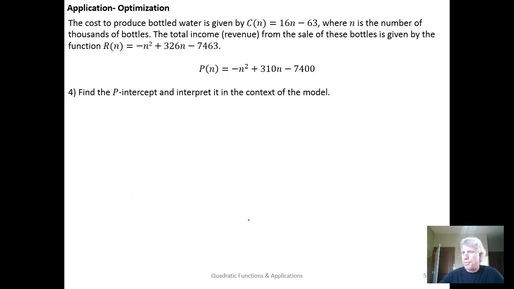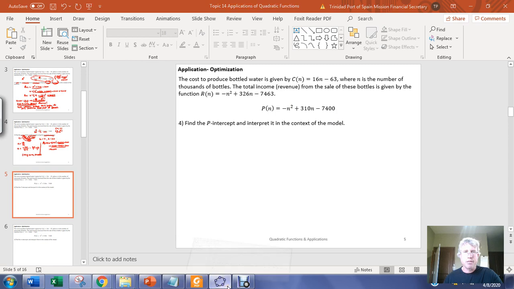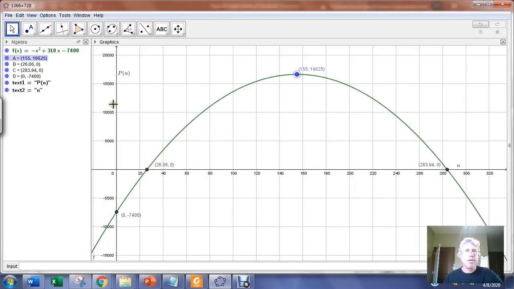Find the p-intercept and interpret it. So again, if we peek at the graph of the function, this is the profit axis. This is the bottled water axis, the number of bottles axis. So the p-intercept is going to be the place where the graph crosses the p-axis, or the vertical axis. So when we cross the p-axis, we see that the input variable has to be 0 bottles of water produced.